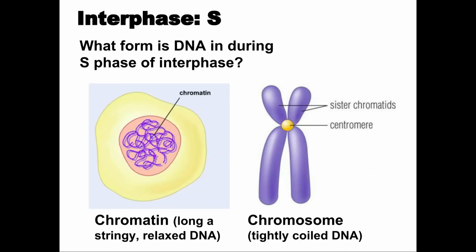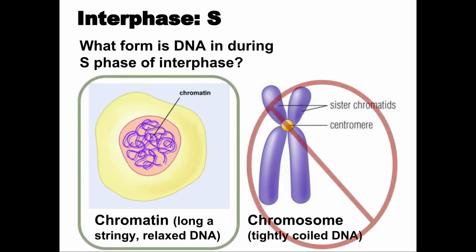When a cell is in interphase, it's important to know which type of DNA it's going to have here. So which form of DNA? It could be chromatin, which is the long and stringy form of DNA, or it could be that chromosome type, where it's all tightly coiled up into that X shape that you know. But the correct answer is chromatin. So DNA has to be in that long stringy form so that the proteins can get in there and read it and make a copy of it.